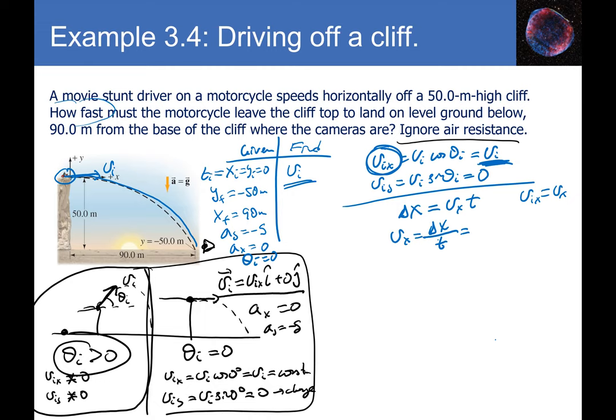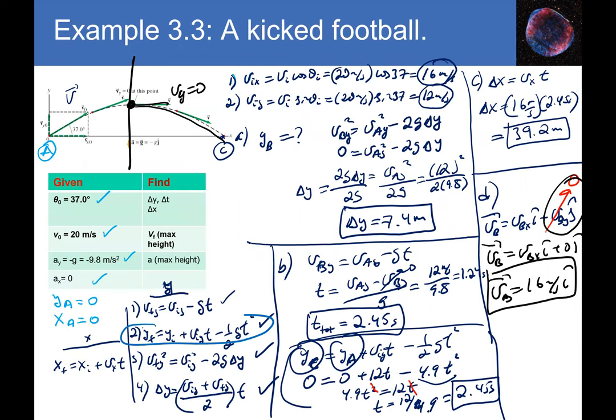And I do have delta X, it's 90 meters. But I'm stuck here because I don't have the time it takes to go from the top of the cliff to the ground. But we were given a lot of other information for us to find how long it takes. Most of the time, to find information about time, you have to use the y-axis, especially equation two. So this equation is our friend if you want to find the time.